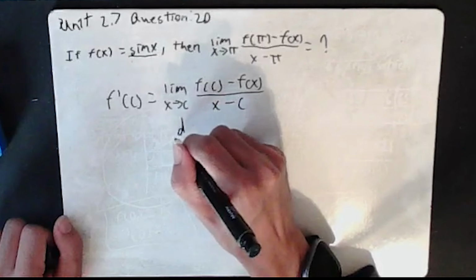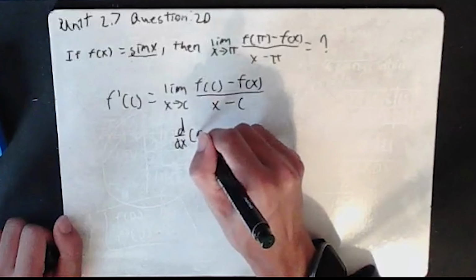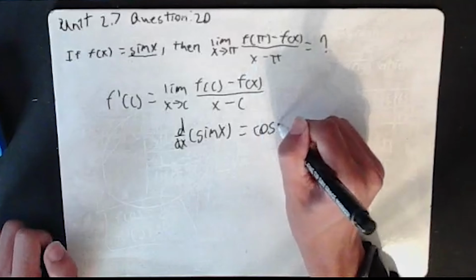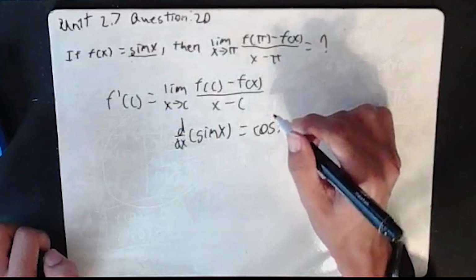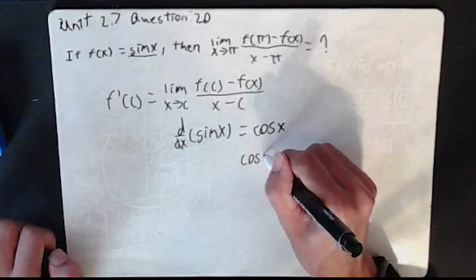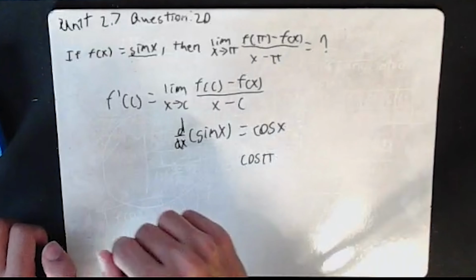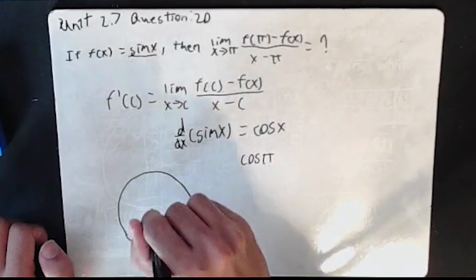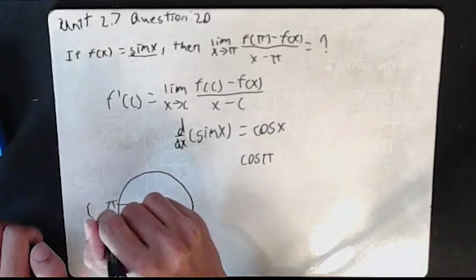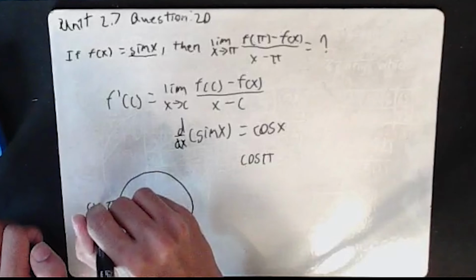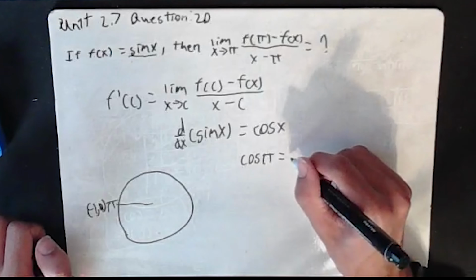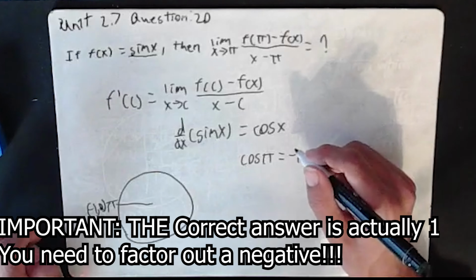So let's take the derivative d over dx of sine x, and we know that's equal to cosine x. And now we know that we're finding f prime of c, which is pi, so we can just plug in pi. We get cosine pi, and to calculate cosine pi, we're going to use our unit circle once again. Pi would be over here, and our coordinates for pi are negative 1, comma 0. So cosine pi equals our x value coordinate, which is negative 1, as our final answer.